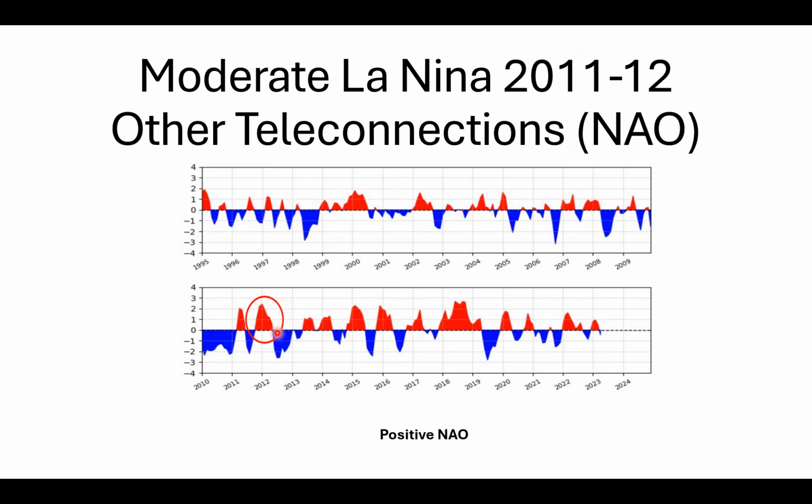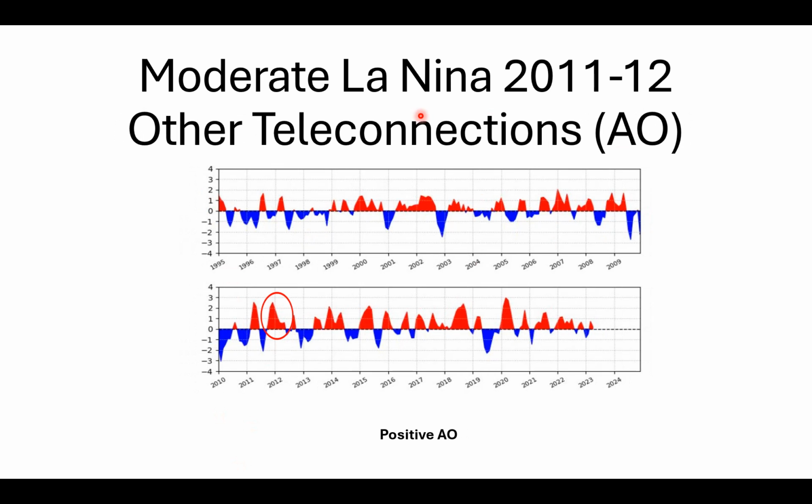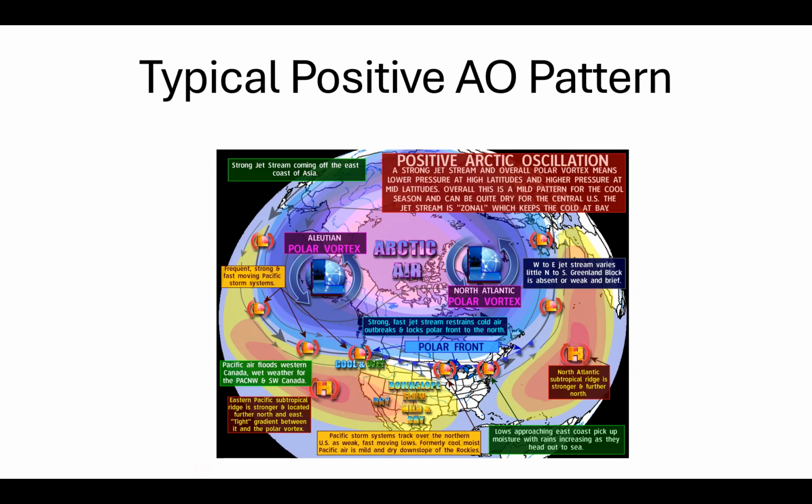Look how positive this red spike is. It indicates a positive phase of the NAO, all right? And that means the coldest air is going to stay locked up over the Arctic areas. What about the Arctic oscillation of the moderate La Nina winter of 11-12? Similar. Red. Look at this red spike here. December 2011, right on through the winter. This was positive, okay? Positive Arctic oscillation. That's going to mean milder conditions for the mid-Atlantic.